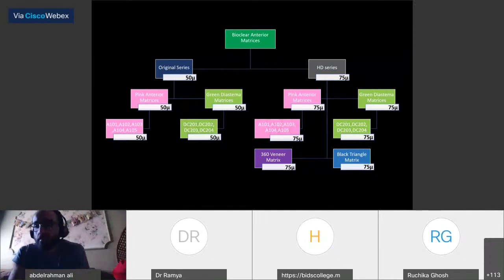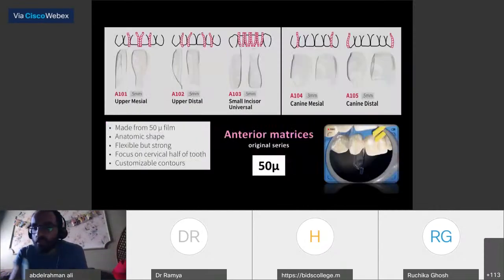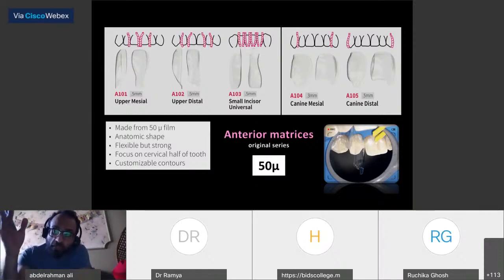What is the difference between the original matrix and the HD matrix? The thickness. What is the difference between the pink matrices and the green matrix? Each of them has a mesial upper anterior, distal upper anterior, and lower anteriors. The main difference is the emergence profile, how curved, how steep the emergence profile you're looking for. This is the matrix that you have to use.